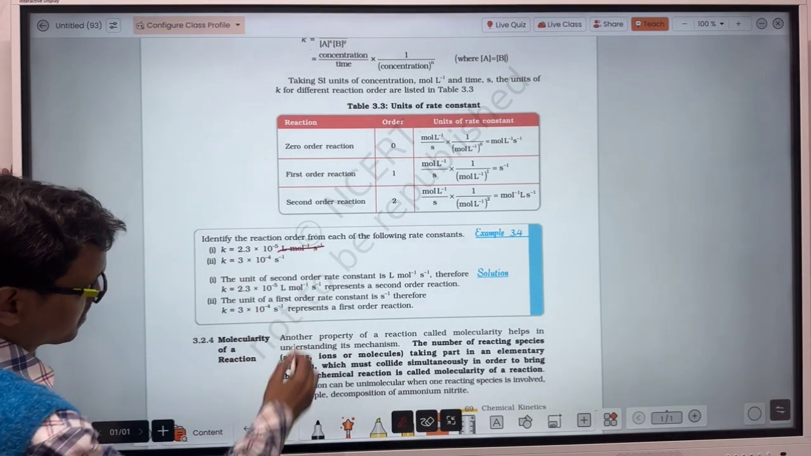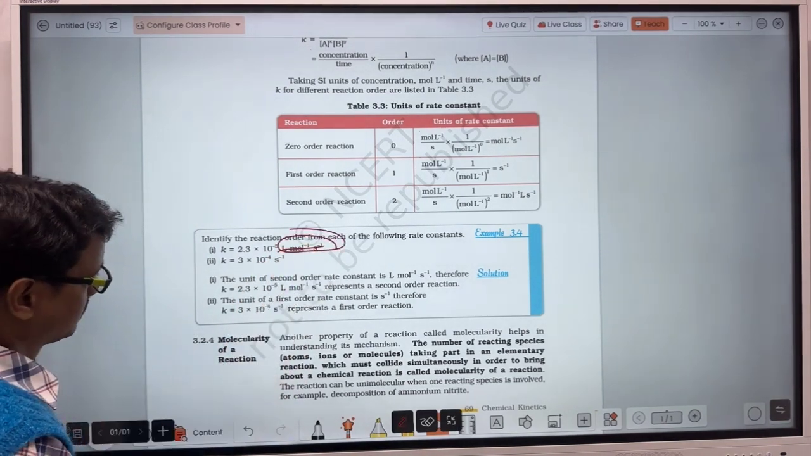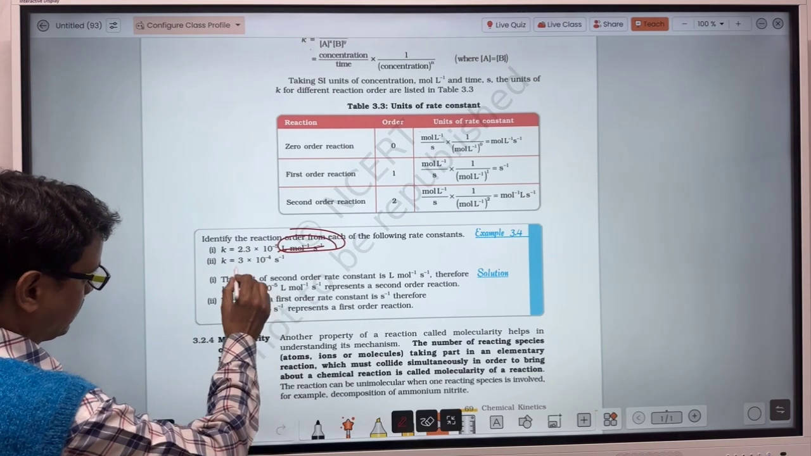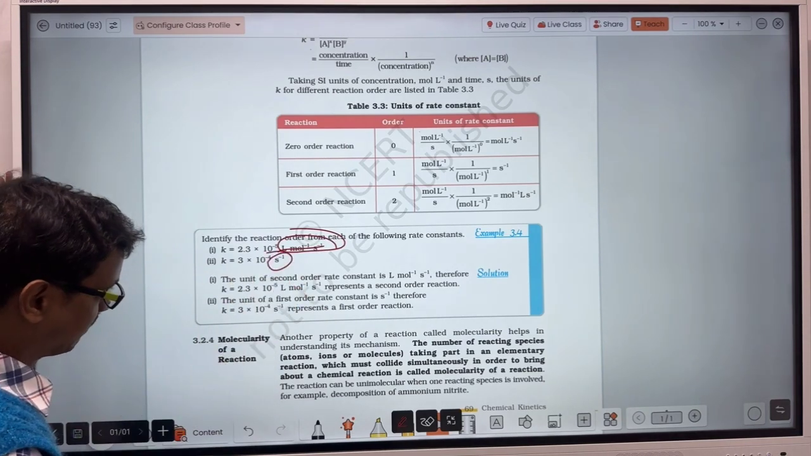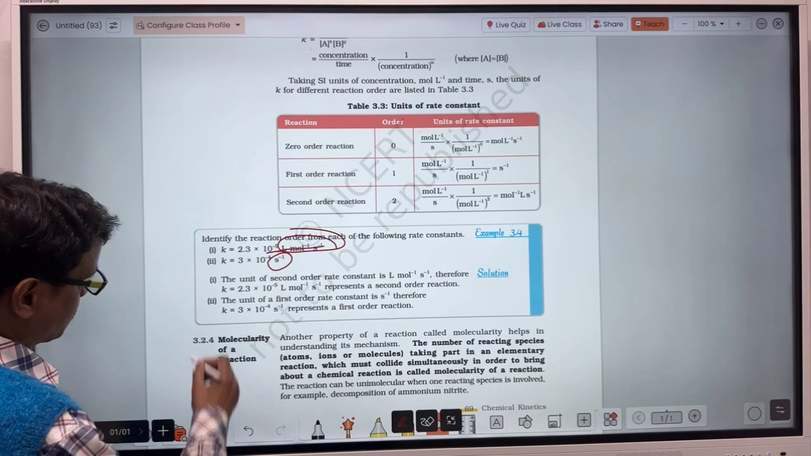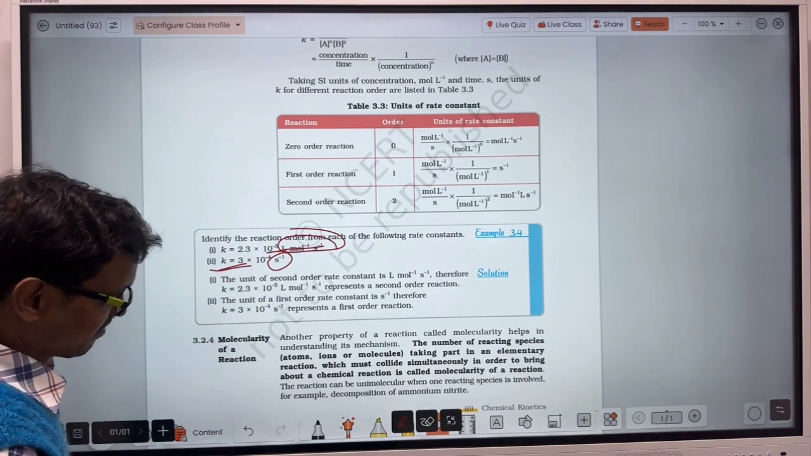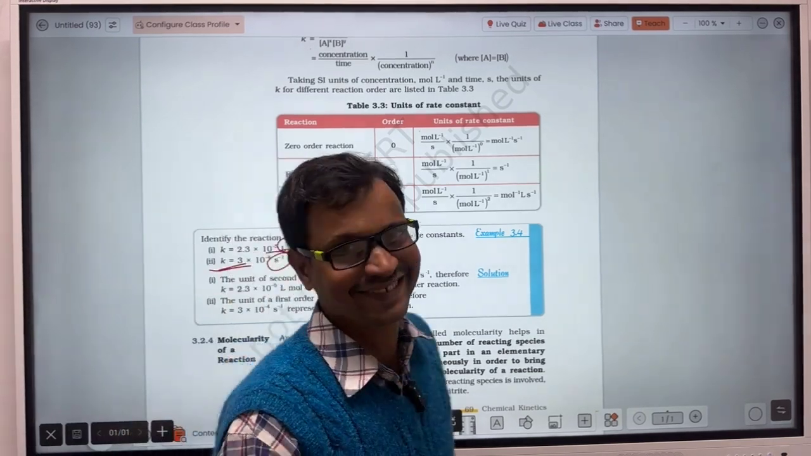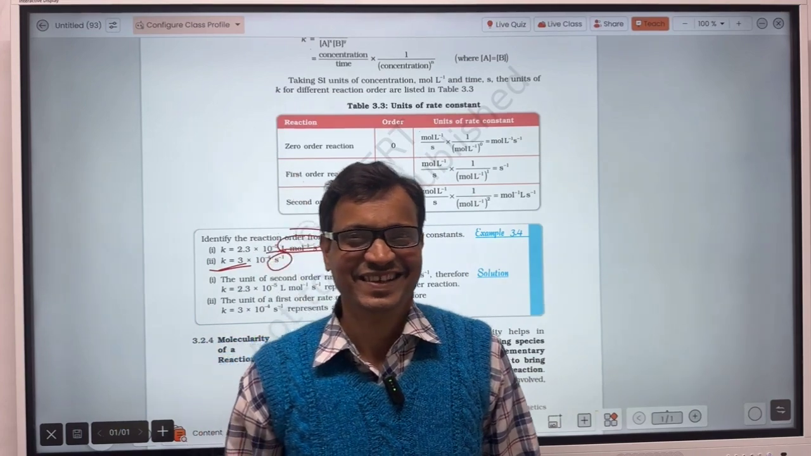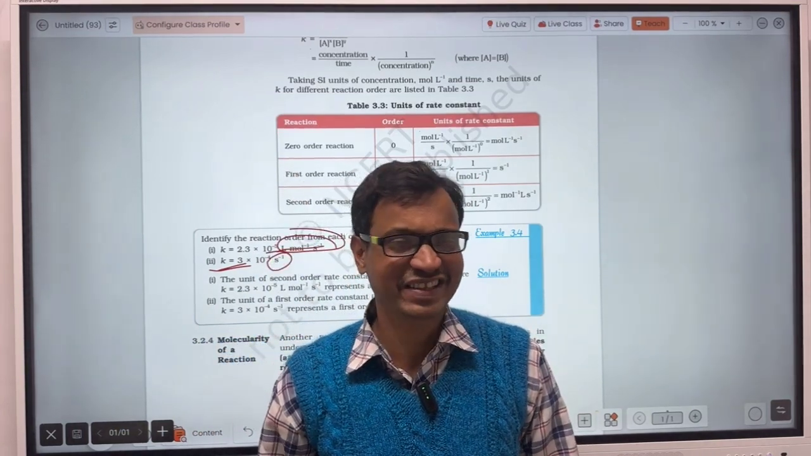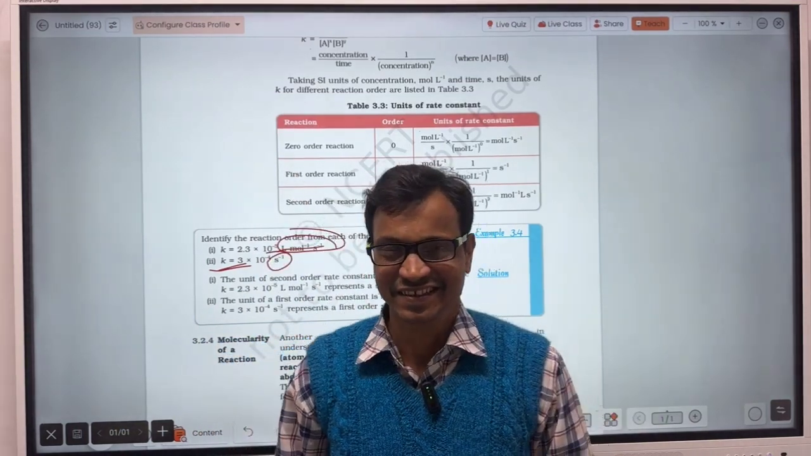This one is the unit for second order reaction, so it will be a second order reaction. This one is second inverse, which is for first order reaction, so here this reaction is a first order reaction. Okay guys, I hope you have found these concepts easy.